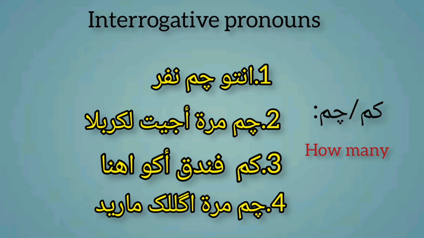انتو چم نفر. This sentence is so practical in hotels, and receptionists ask this all the time. How many are you? How many are you guys? انتو means you, but it refers to the plural. We say it for a group of people. چم means how many, and نفر means person. انتو چم نفر. How many are you?